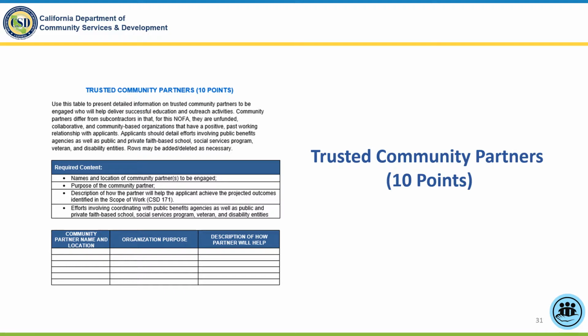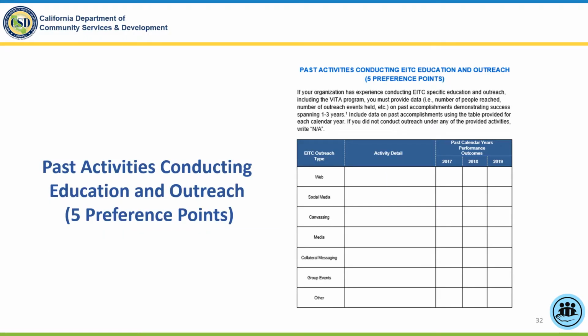Now let's move on to past activities. Up to 5 preference points will be awarded to an applicant who demonstrates experience in providing CalEITC specific education and outreach. Applicants who have specific experience working on CalEITC education and outreach may utilize the past activities conducting EITC education and outreach table to receive these preference points.